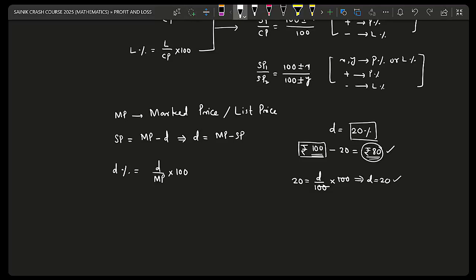Sir, what is meant by list price? List price and market price, both are the same. Market price means the price printed on the article, but list price means it will be available on a board. That's it. Sir, if anybody sells for more than market price, then what will happen? Anybody can sell for more than market price?